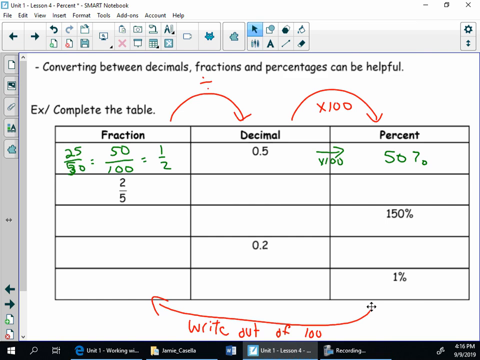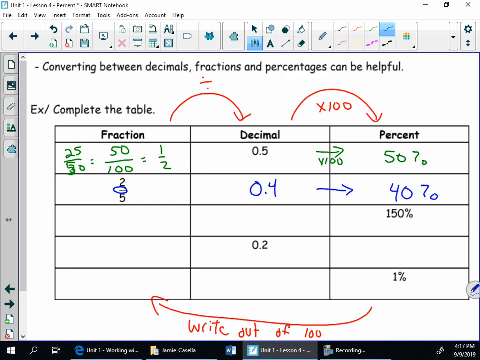2/5, that's a fraction. But that line says to divide. Well, 2 divided by 5 comes out to 0.4. Times it by 100, and I get 40%. 150% is a percent out of 100. If I divide 150 by 100, I get 1.5. I got more than 1 because I had more than 100%.